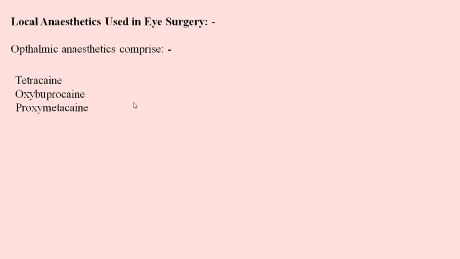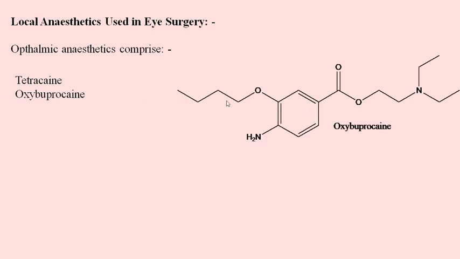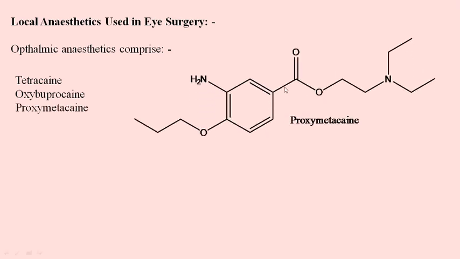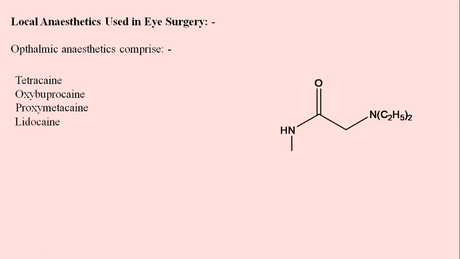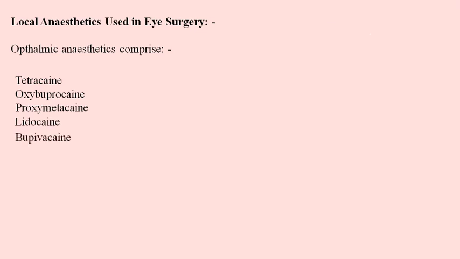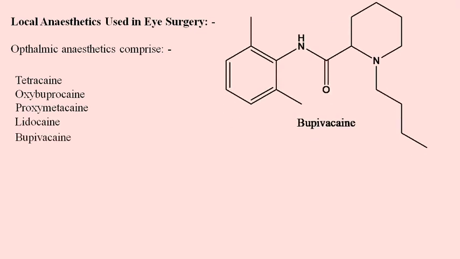Okay, look here. Here the amino position was at the 4th position, and in proximetacaine the amino position is at the 3 position. So that's why it is written meta here, proximetacaine. Okay, and next lidocaine, this is an amide series compound, and last bupivacaine, this is also an amide series compound.